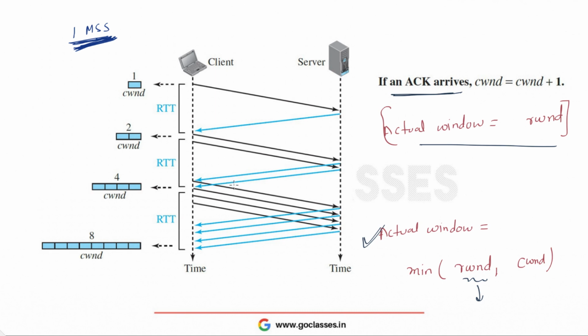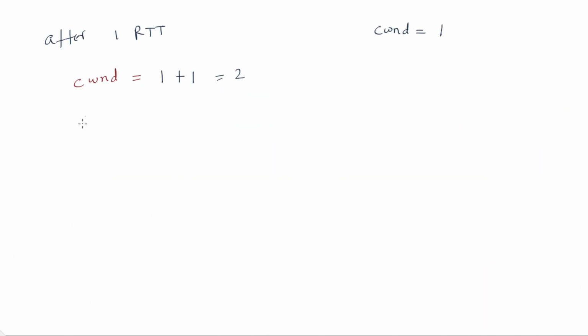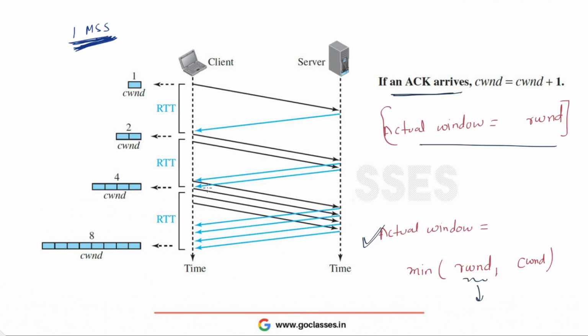In that case, after two RTTs, what will be my congestion window? Earlier it was 2 and it will increase by 2, because I have received 2 ACKs. Now I'm sending 4 packets, and I will get 4 ACKs, so it will increase by 4. If you notice, it is increasing like 2 power 0, 2 power 1, 2 power 2, 2 power 3. I start slow with just 1, but it increases exponentially. That's why this phase is called slow start and exponential increase.